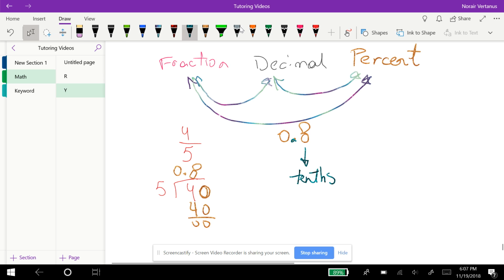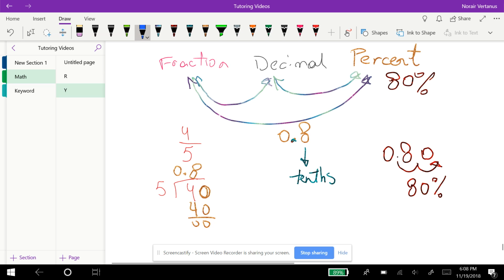Now, how would you convert a decimal to percent? You need to move the decimal to the right 2 digits. Then there's an empty spot, that's going to be 0. And when you move it to the right, it's going to be 80%. So 0.8 is 80%, like that. So vice versa, when you have a percent, how would you convert to decimal?